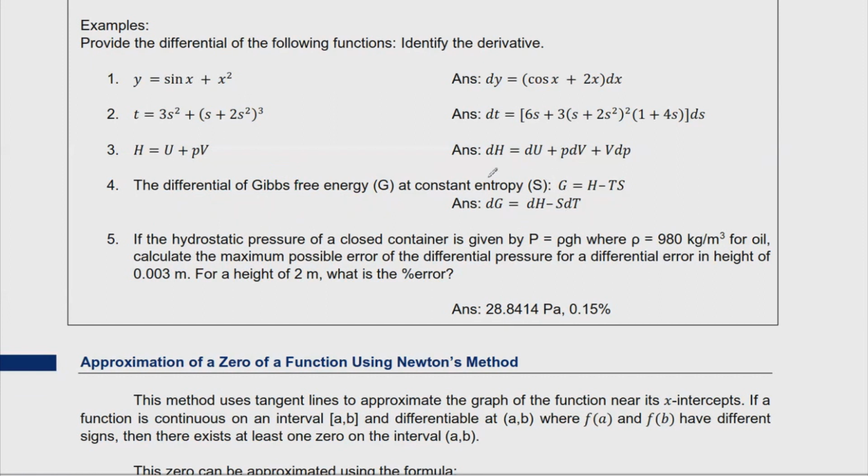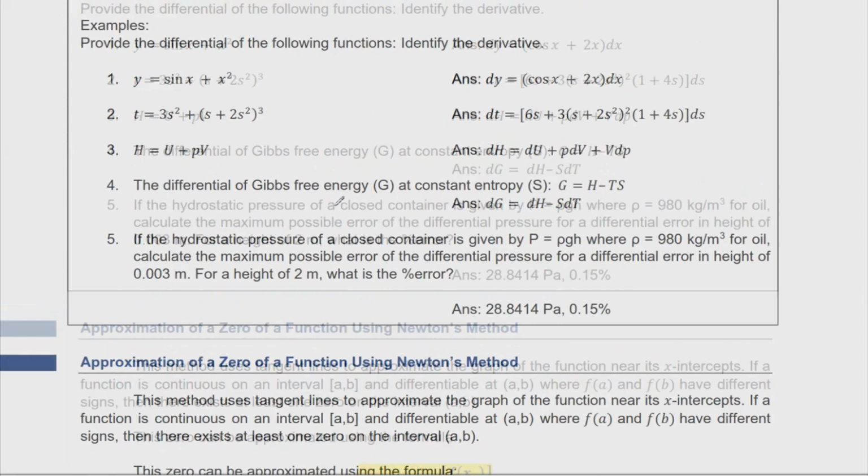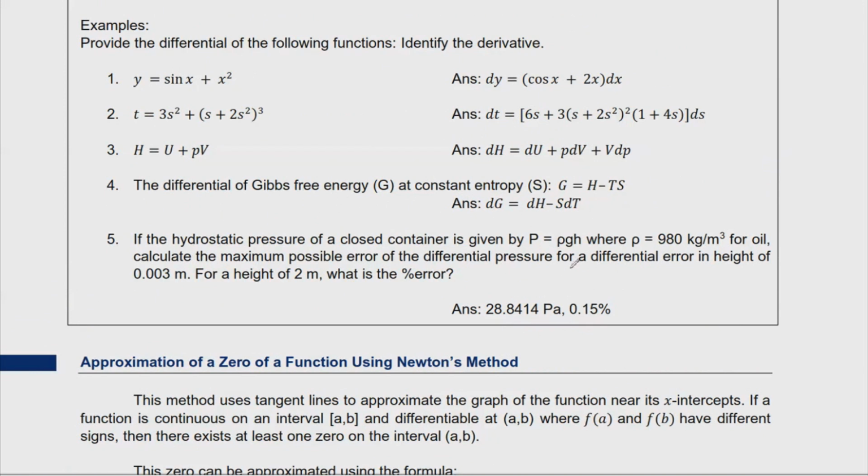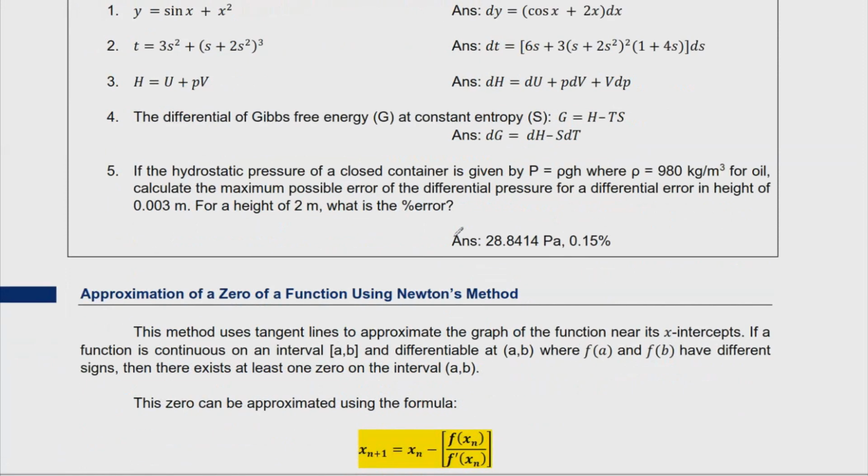Okay. Now we move on to the last problem, and it says here that the hydrostatic pressure of a closed container is given by P is equal to rho GH. So this is actually the hydrostatic pressure equation, wherein the density is 980 kilograms per cubic meter of oil. So we need to calculate the maximum possible error of the differential pressure for a differential error in height of 0.003. So for a height of 2 meters, what is the percent error?